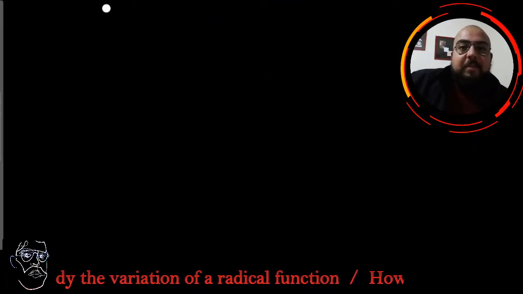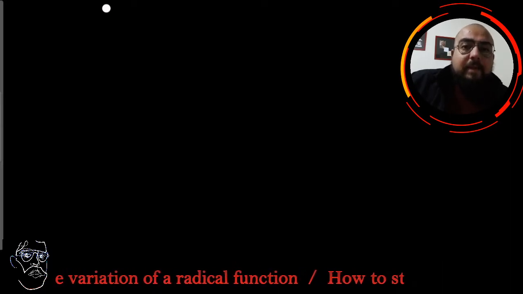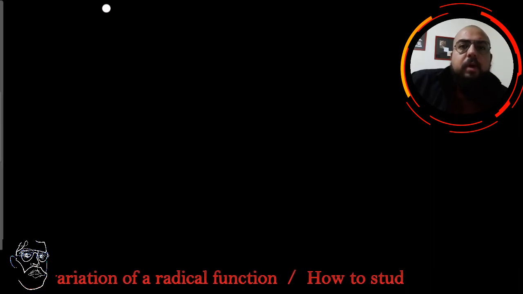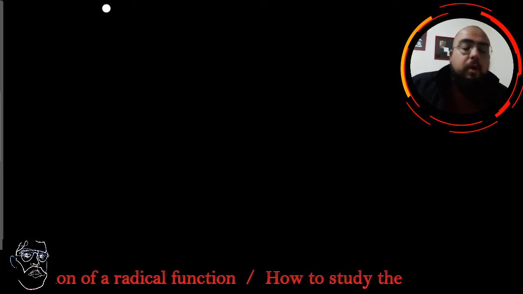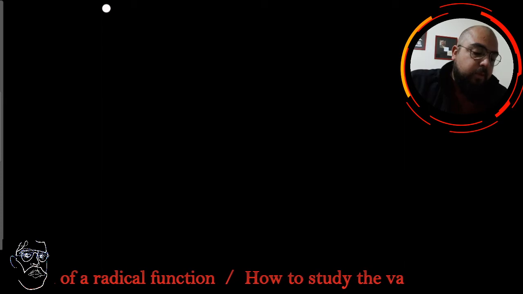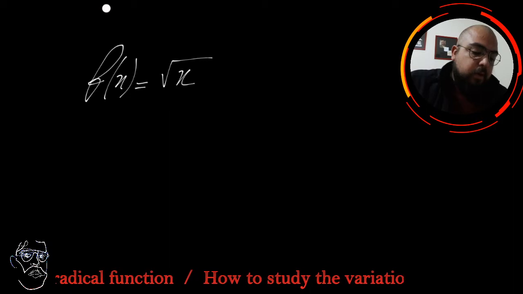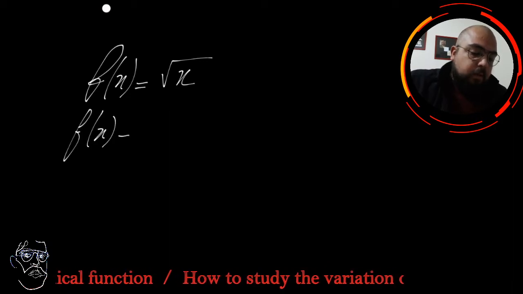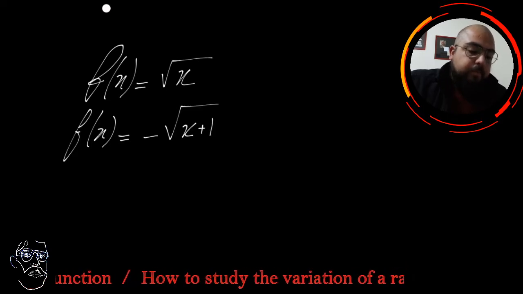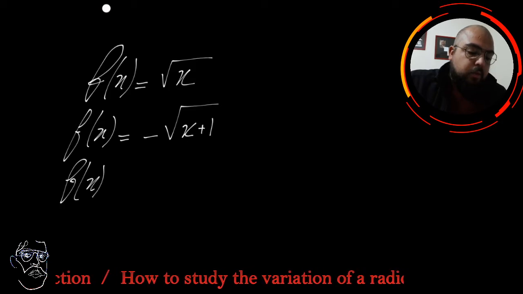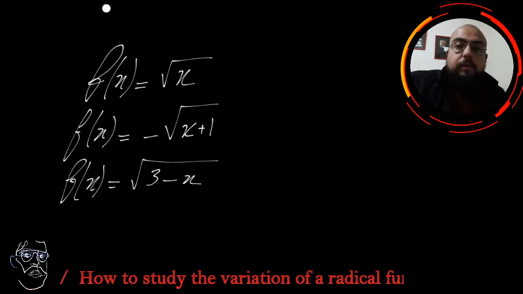Hi there, Nareg is here. Today we're going to talk about how to study the variation of a radical function, or simply known as irrational functions. A radical function is a function similar to these, for example, f of x is equal to square root of x, f of x is equal to minus square root of x plus 1, f of x is equal to square root of 3 minus x. So these are radical functions.